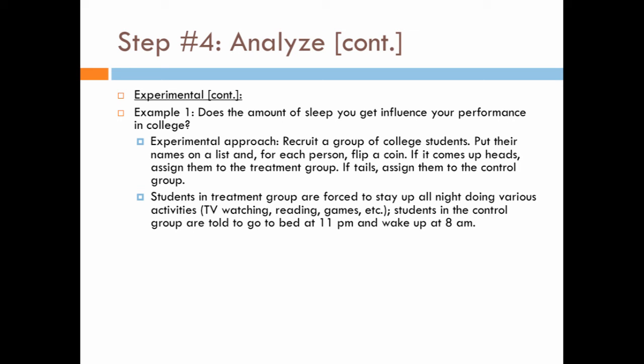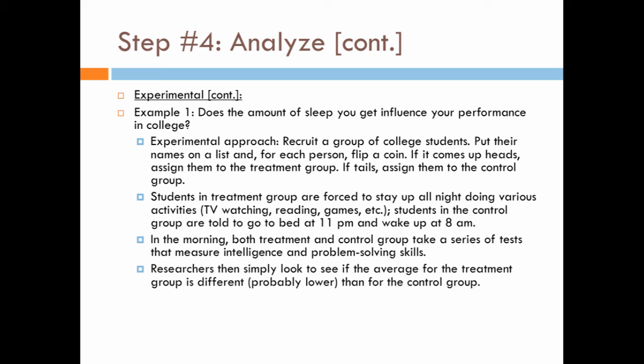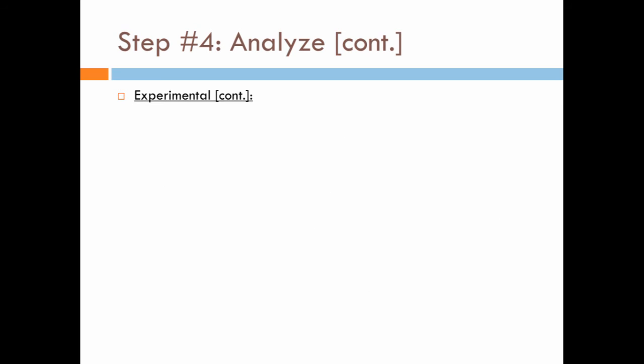Students in the treatment group are forced to stay up all night doing various activities: TV watching, reading, playing games. Students in the control group, on the other hand, are told to go to bed at 11 p.m. and wake up at 8 a.m. In the morning, both groups take a series of tests that measure intelligence and problem-solving skills. Researchers then simply look to see if the average performance for the treatment group is different; it's probably lower than that of the control group.